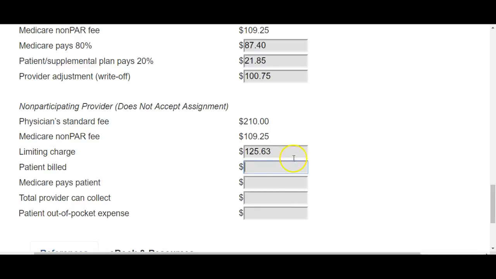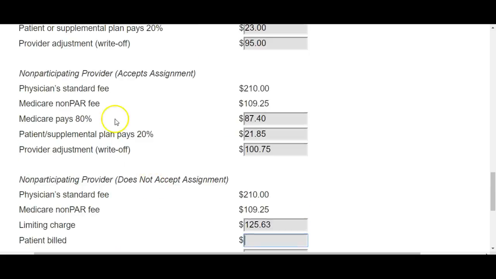All right, so that's 115%. Well, there was no point in doing that because it just went away, huh? So sorry. Okay. Now, the patient, there are a couple other things we got to figure out. We're going to figure out what the patient is billed, what Medicare is going to pay the patient. So notice that that's different.